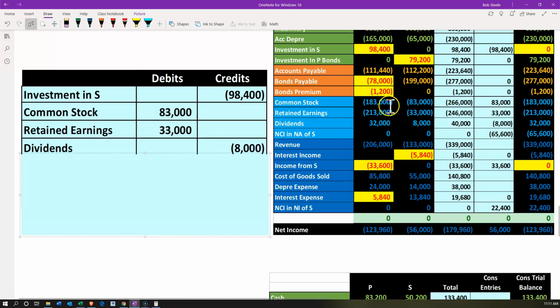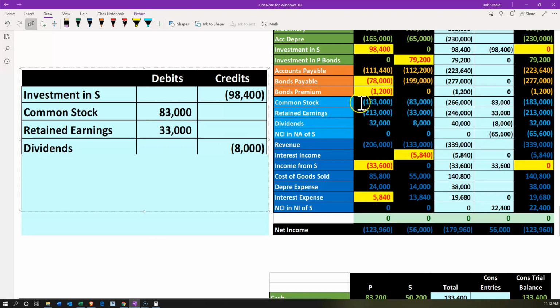So on S's books, we have a credit for the common stock. We're going to do the opposite thing to it to remove it. That's going to be a debit of the $83,000. Then we have the $33,000 on the books as a credit for retained earnings. We're going to do the opposite thing to it to remove it. That's going to be the $33,000. Then we have the dividends on the books at $8,000, debit this time. We're going to do the opposite thing, or a credit, to remove it for the $8,000.